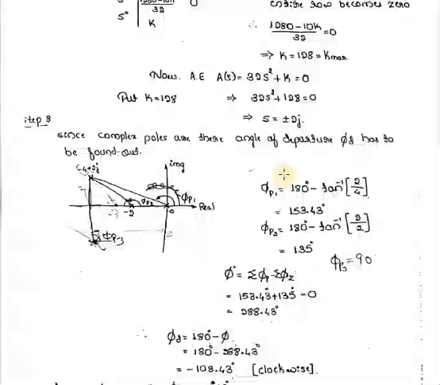After that, in the last problem we skipped the 8th step, that is identification of the angle of departure or angle of arrival. But here one of the poles is a complex pole.